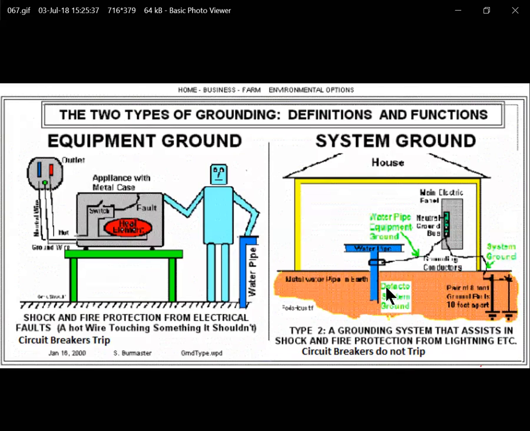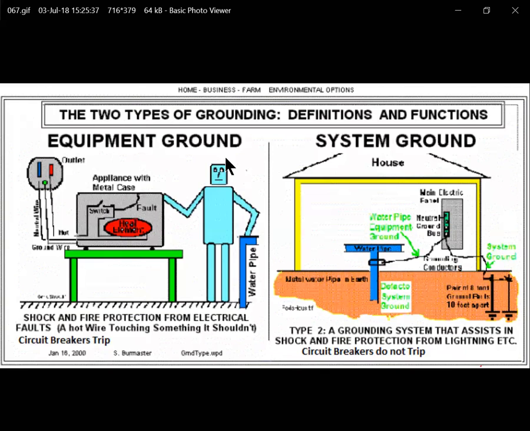The purpose of the system ground is strictly to provide a path for surges such as lightning. A system ground doesn't have anything to do with the tripping of circuit breakers. It's strictly so that if there's a surge onto the electrical grounding system, that surge has a path to get into the earth. If there's not an easy path, the lightning will jump across some gap and cause a fire. So this is a fire prevention by lightning issue.